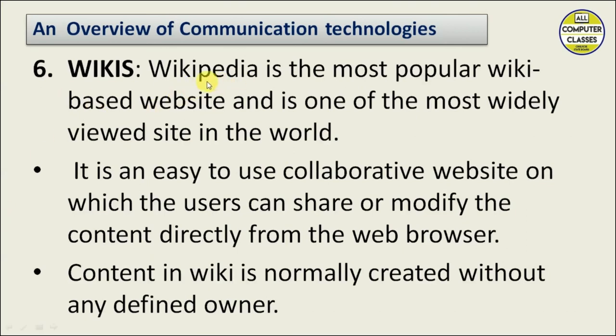Now next is wiki. Wikipedia is the most popular wiki based website and is one of the most widely viewed sites in the world, right? It is an easy to use collaborative website on which the user can share or modify the content directly from the web browser. The content of Wikipedia can be modified by anyone, right? Content in a wiki is normally created without any defined owner, so we don't know who is actually the original author of that content. Anyone in the world can edit it.